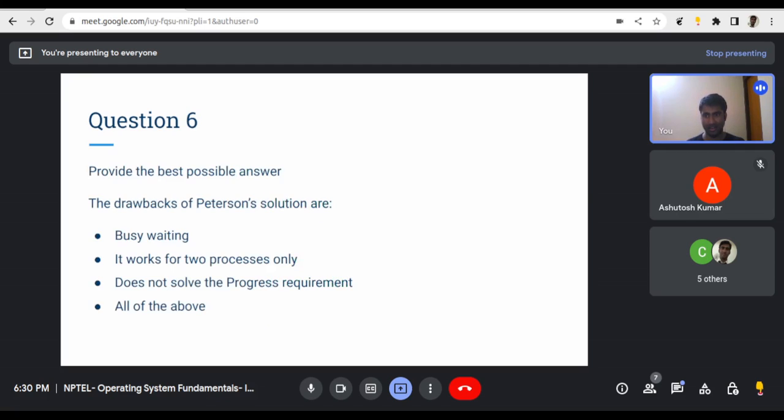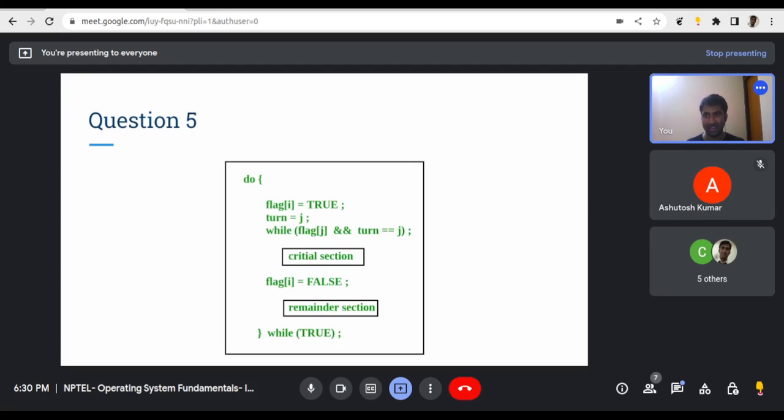But the problem with the Peterson solution is that, as you see in this line, the process that has to wait will be involved in busy wait. It will be in the ready queue again and again, and it will be scheduled, but it will just result in busy wait. So that is a problem.